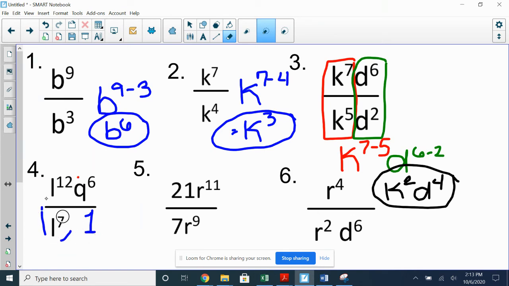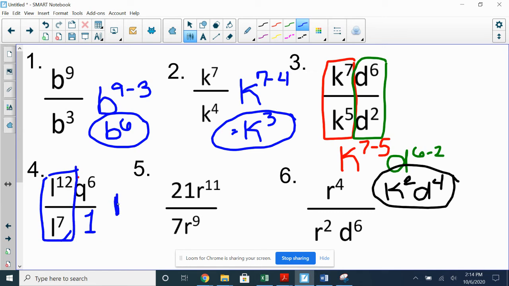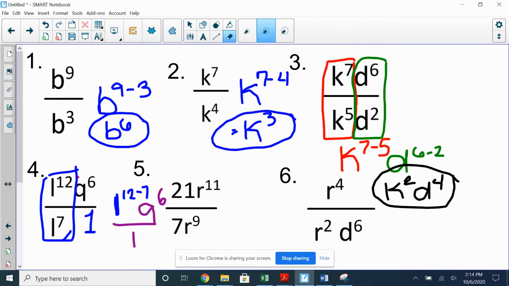So we know that q to the 6 is just our whole number. So I have L to the 12 over L to the 7. I know I'm going to keep that matching base of L and put it to the 12 minus 7. And q over 1 is just q. So L to the 12 minus 7. Q stays the same because there's nothing to get rid of underneath it. It's just a whole number over 1. So a whole number is a whole number. This whole thing is over an assumed 1. That's just the invisible math of it.